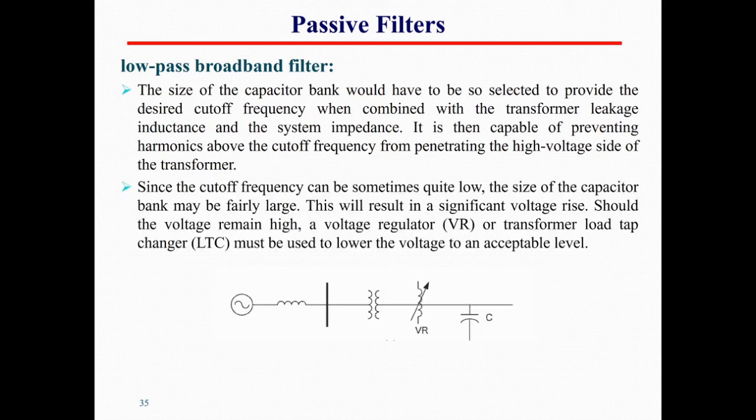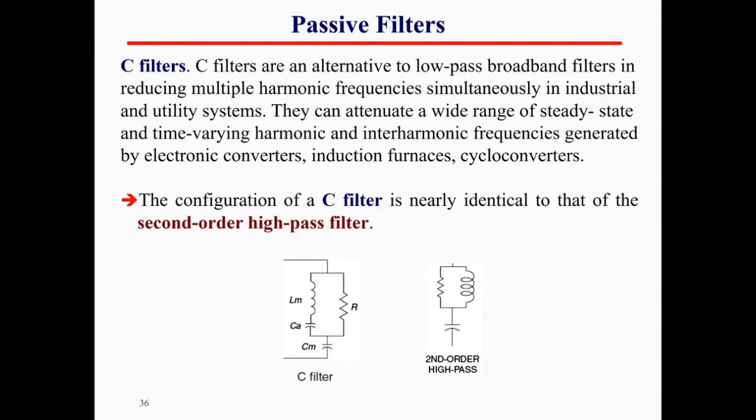Okay. Since the cutoff can sometimes be quite low, the size of the capacitor bank may be large. This will result in a significant voltage rise. Should the voltage remain high, the voltage regulator or transformer load tap changer may be needed. What do we mean by C filter?